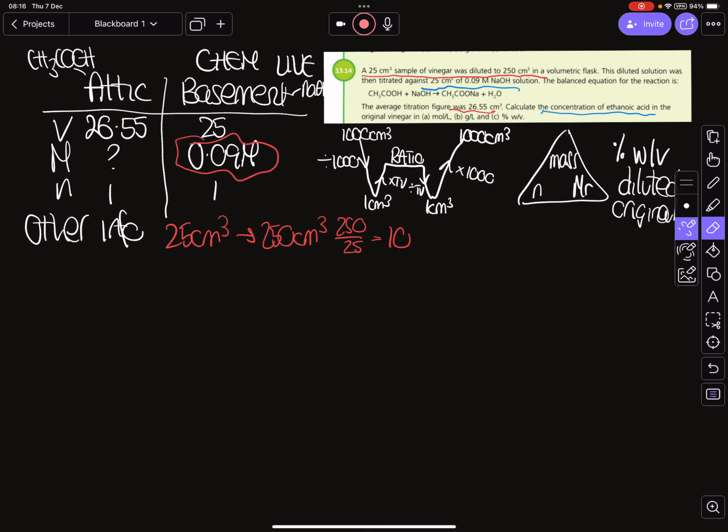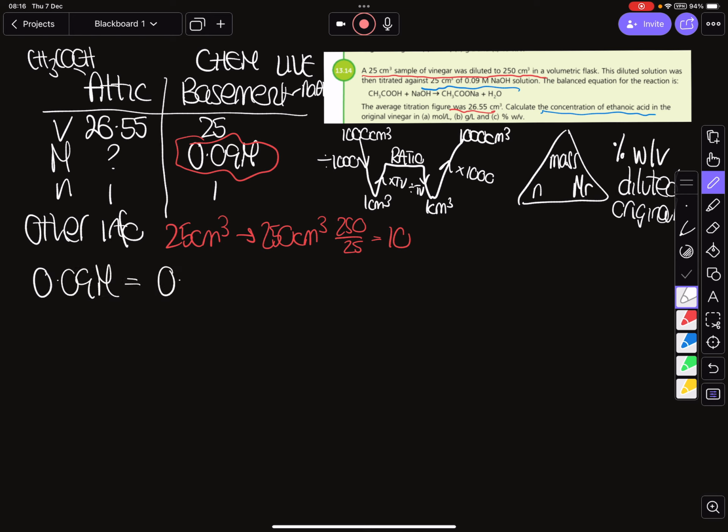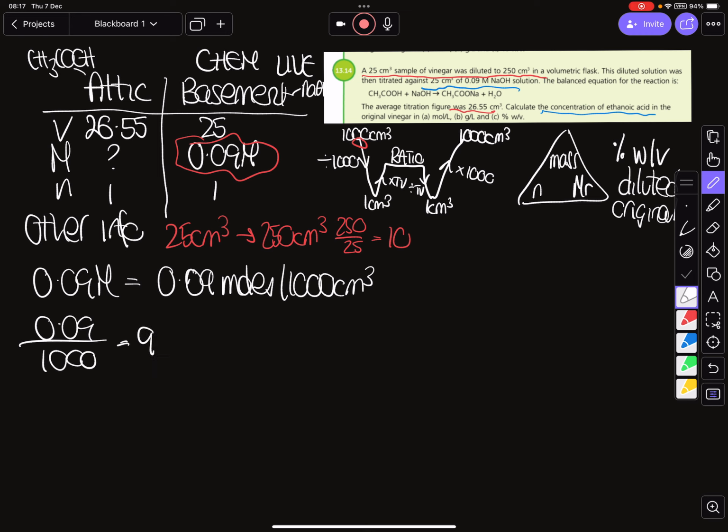So the first thing, as you all know, I like to start with 0.09 big M and say what this means. So that's 0.09 moles in 1,000 centimeters cubed. That brings us to here. We're now going to divide that by 1,000 to find out what is in 1 centimeter cubed. And when we do that, 9 by 10 to the minus 5 moles in a centimeter cubed. Now again, whatever number your calculator gives you, that's what you use.